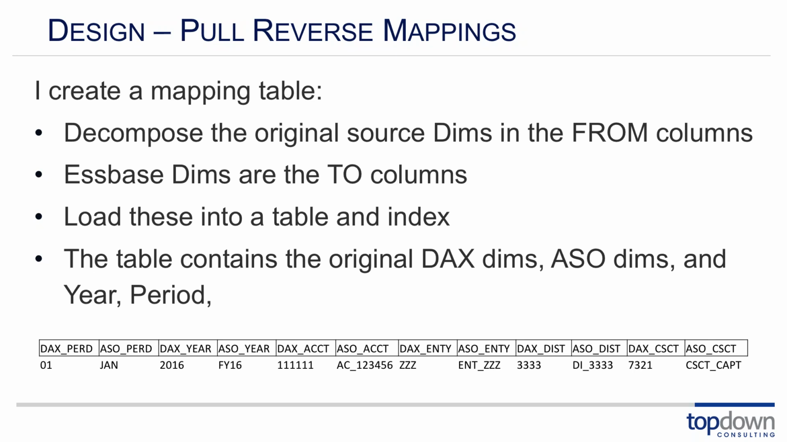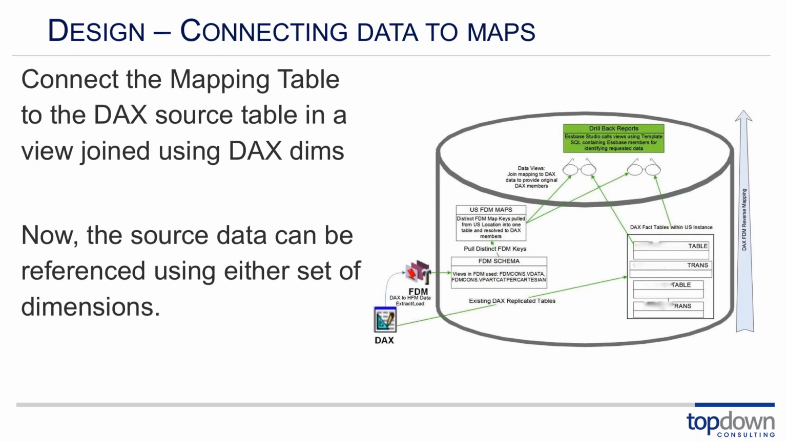You can put them in a table and index it, and that one becomes your master map. You don't really care about the data values because you're still going to be able to get those from the ASO cube, and you're not really involved in the data side. You just want the mappings from this back end. And now we're going to connect the data itself to the maps, and that's where the magic kind of brings itself together, if you will.